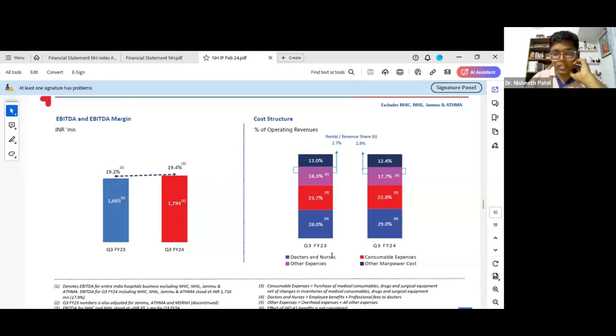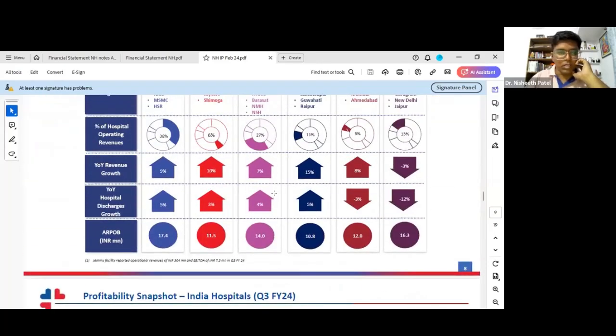What percentage is going to doctors and nurses expenses? What are the percentages of other expenses and consumable expenses and other manpower costs? They have mentioned all these things.